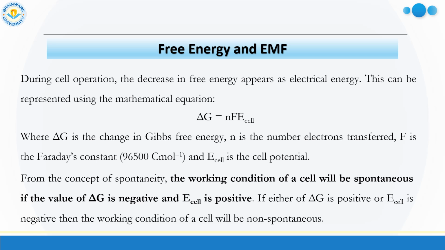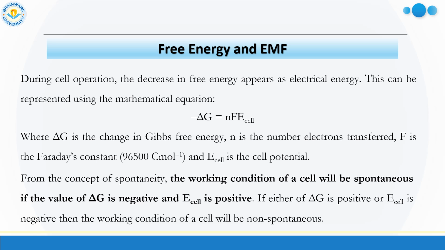E cell is the cell potential. From the concept of spontaneity, we know that for a chemical process or reaction to be spontaneous, delta G must be negative. If we look at this equation very carefully, we can find that n is the number of electrons transferred, which must be positive. F is a constant, so it is also a positive quantity. So the sign of delta G will solely depend on the sign of the cell potential, that is E cell.